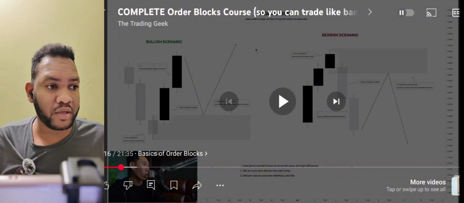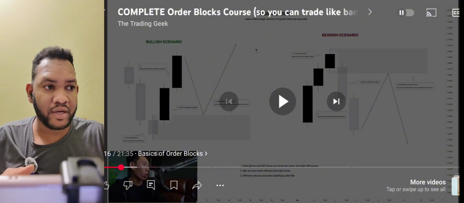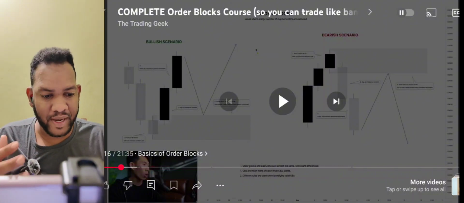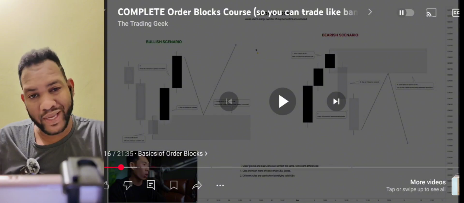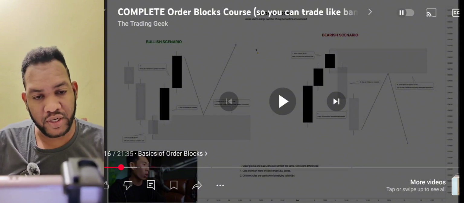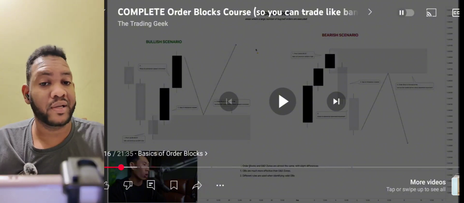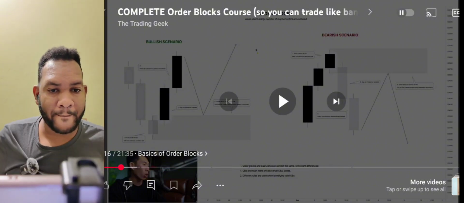What is an order block? For example, an order block is an area where institutions or big money players in the market move the market really quick in a certain direction, and in the foreign exchange market we call that an order block. All right, so let's get into the video.